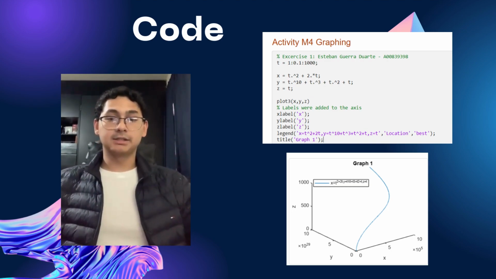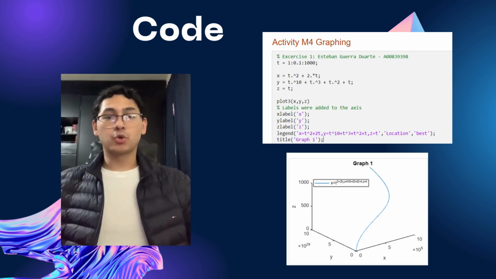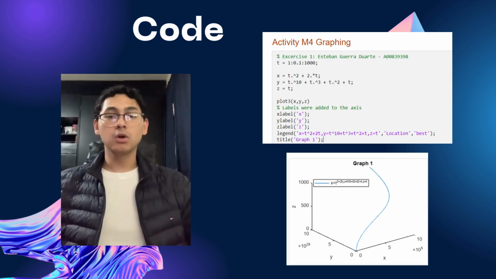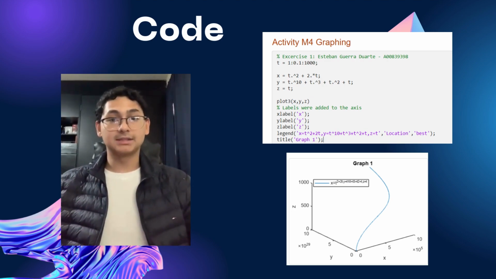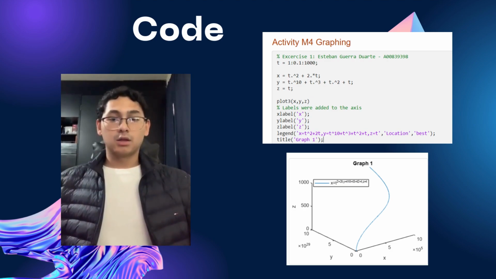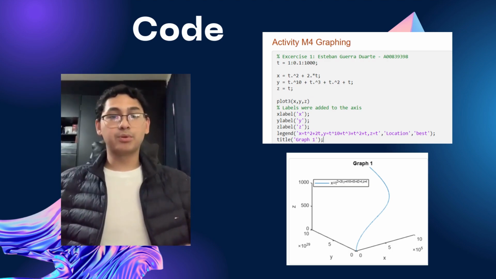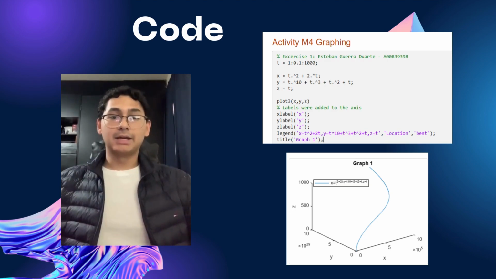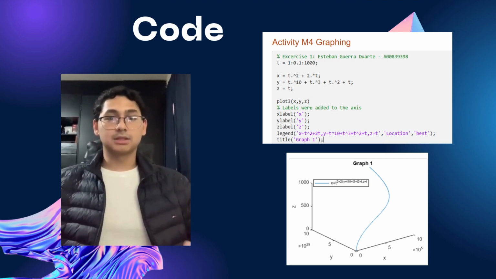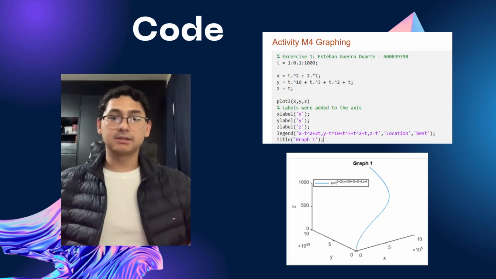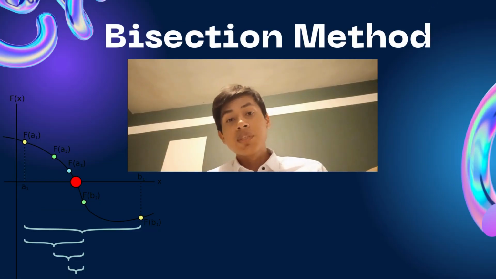The next line is plot3(x, y, z). plot3 is a function used to create a 3D plot. Now, the next 3 lines are used to add labels to the x, y, and z axes respectively. The next line is the legend, which adds a legend to the plot and explains what each line represents. And finally, the title line adds the title to the plot, and in our case, it's called graph 1.